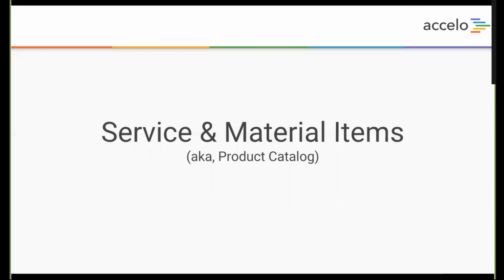All right, so the first thing on our agenda is our service and material items, also known as a product catalog. This is the list of things that you do, that you sell to your customers. So let's have a look at what we've got here.